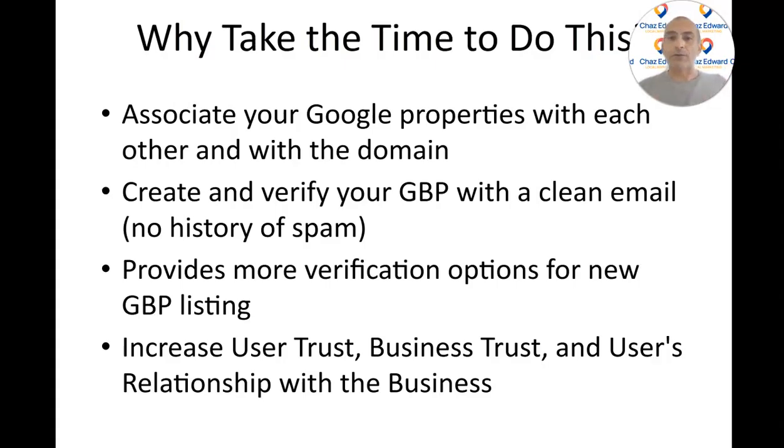First, it's going to associate your Google account and your Google properties with each other and with the domain. You're going to have a domain-based email. In our example, I think I use Map My Locations, and the email is going to be support@mapmylocations.com. That's going to be the Google account that I'm going to use to create Google Analytics and Google Search Console, connect those together, build out some entity signals, and then use that same email to create and manage my Google business listing when I'm ready for that. It's going to associate everything together.